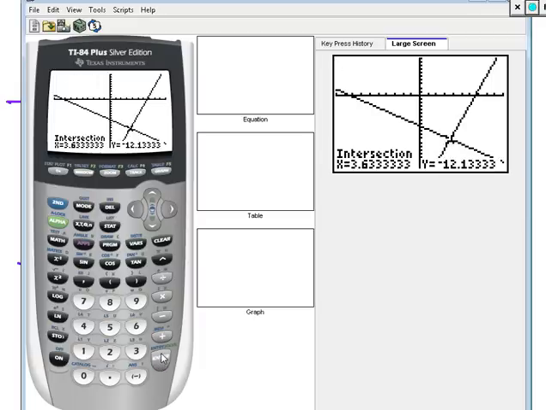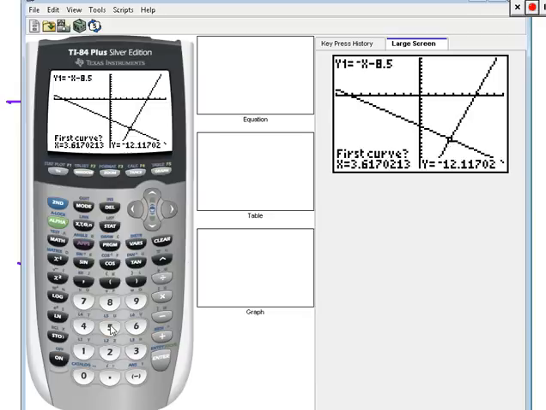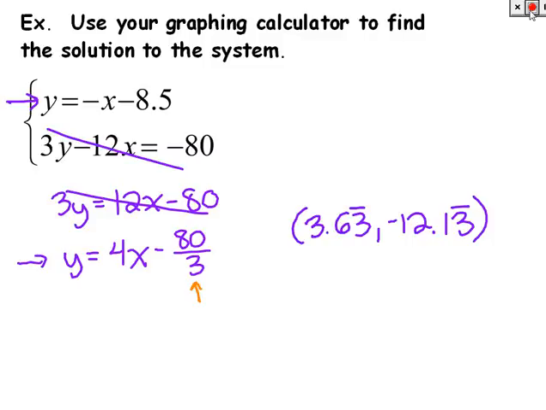So let me go through that one more time. It's second calc, intersect, choice 5, and then I've really just done enter, enter, enter. I don't need to scroll that cursor because there's only one possible point of intersection. And here's my answer. So these lines cross at 3.63 repeating and -12.13 repeating. So that coordinate is the solution to this system. It's the point that's on both lines.